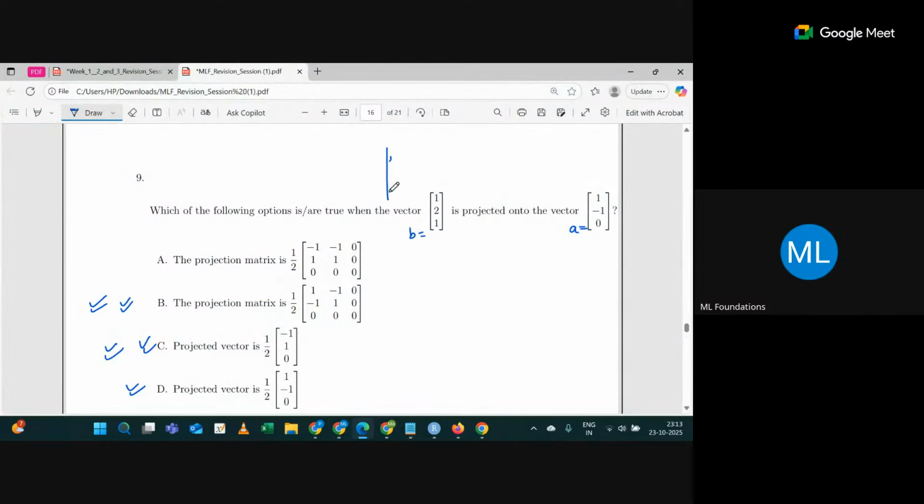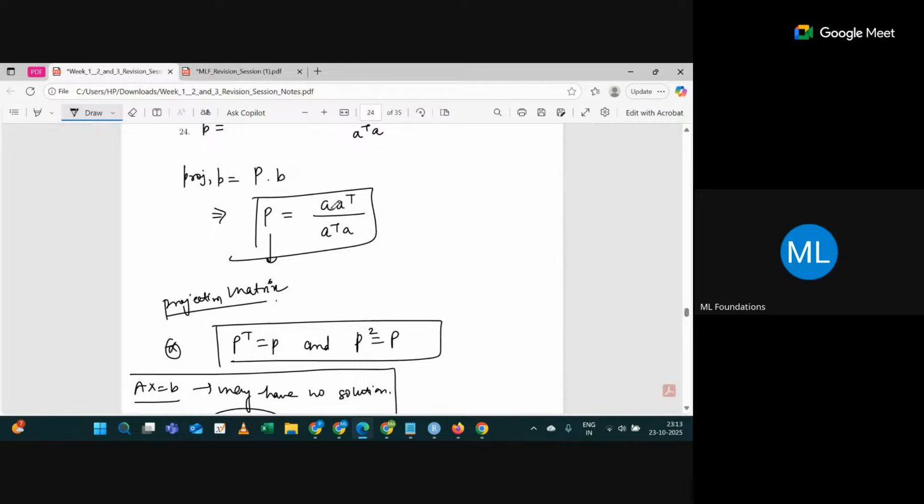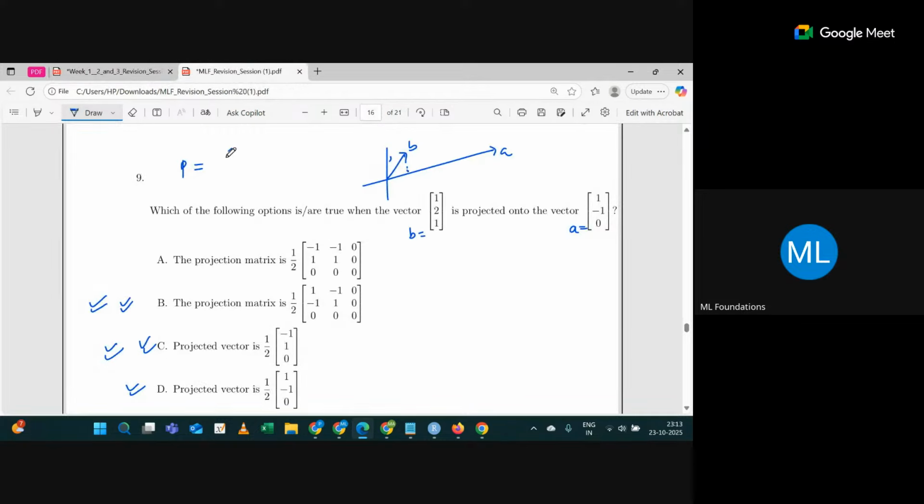So we discussed, if you see, this is A and this is B. We are projecting B onto A. And what was the projection matrix? From here, it's A A transpose divided by A transpose A. You can take it vice versa also, I mean you can take this as A and this as B. The formula will change, but the idea should be clear. And this is the projection matrix.